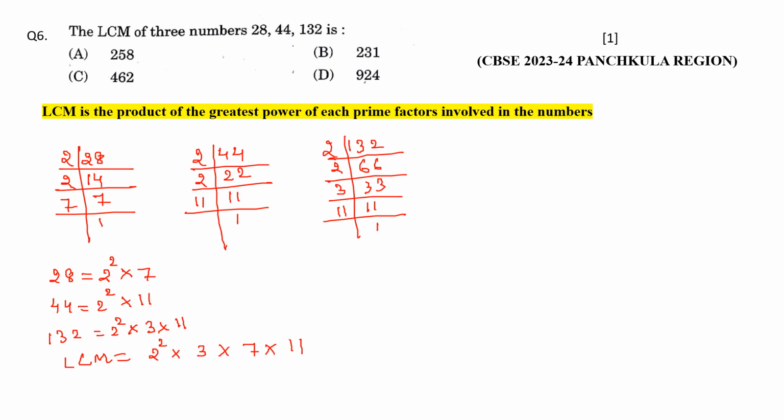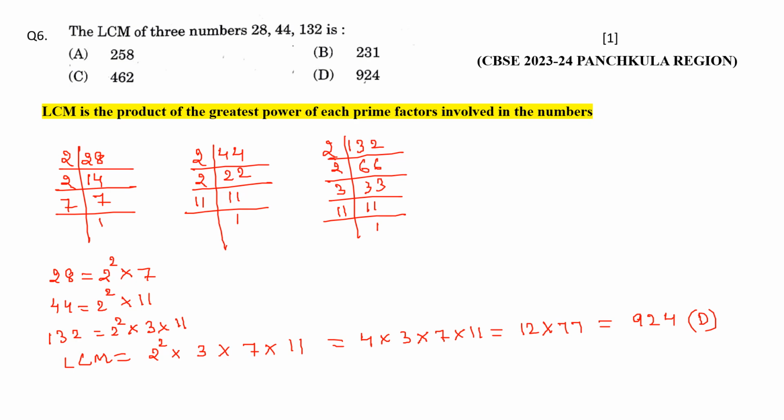11 to the power 1. Now 2 square is 4 into 3 into 7 into 11. So 4 threes are 12 and 7 into 11 is 77. And if you multiply, you are going to get 924. So the correct option is option D.